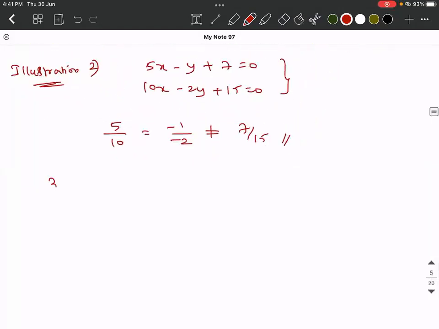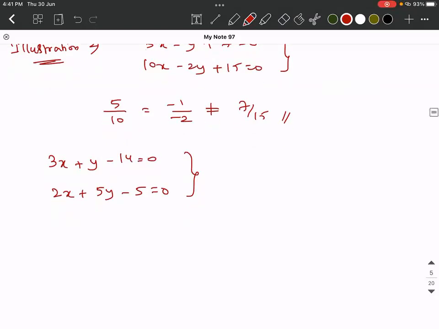Next. 3x plus y minus 14, 2x plus... you tell me. Exactly, they are intersecting lines. So since a1 by a2 is not equal to b1 by b2, we have nothing to do with c1 by c2. They are intersecting lines, and it has one solution. What about the next one?